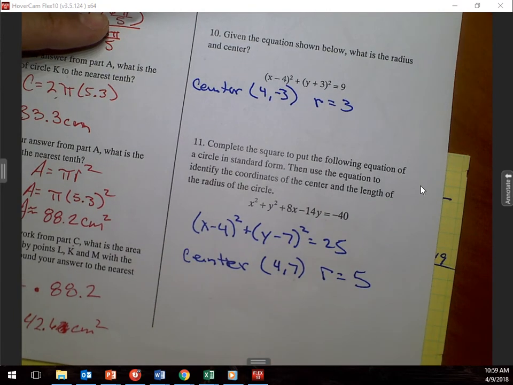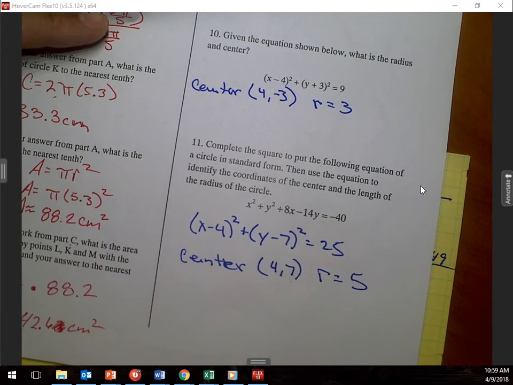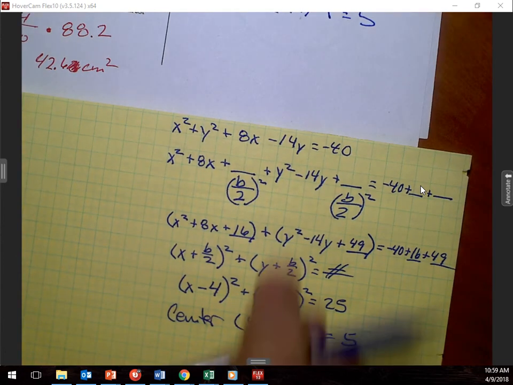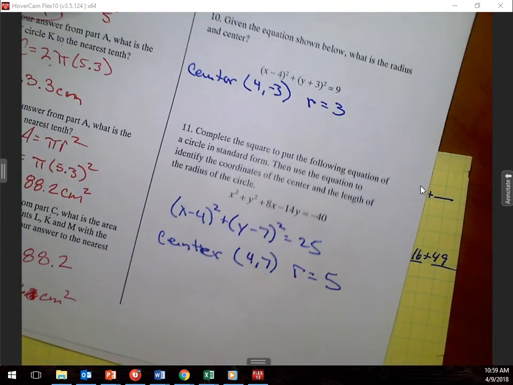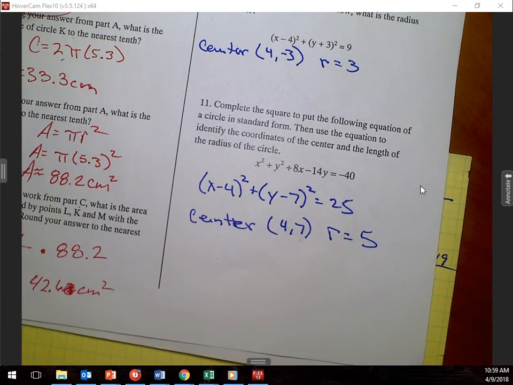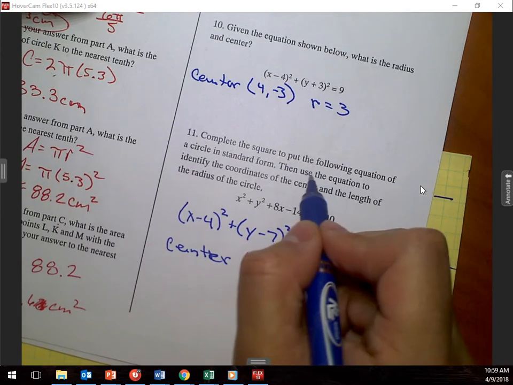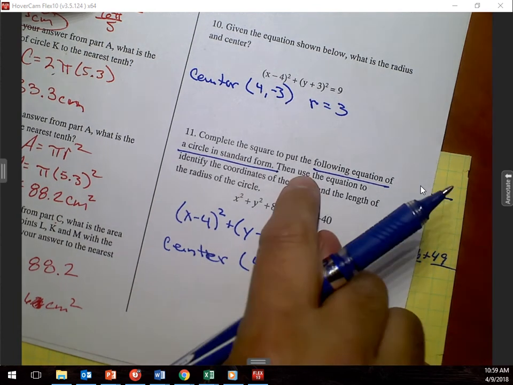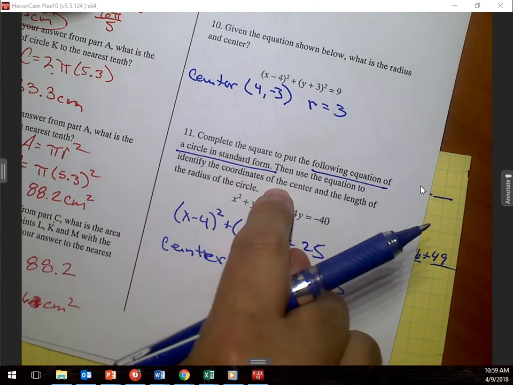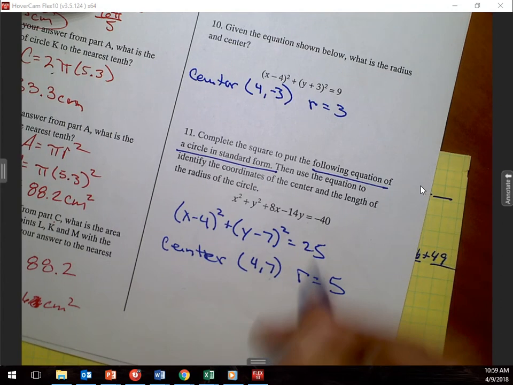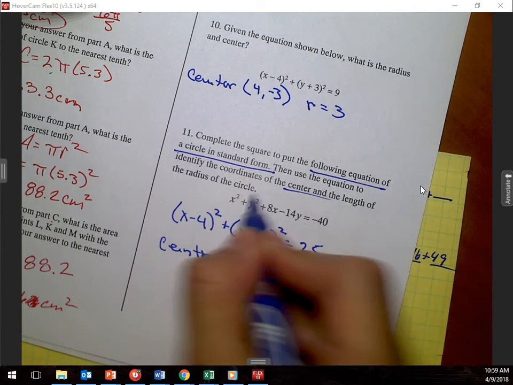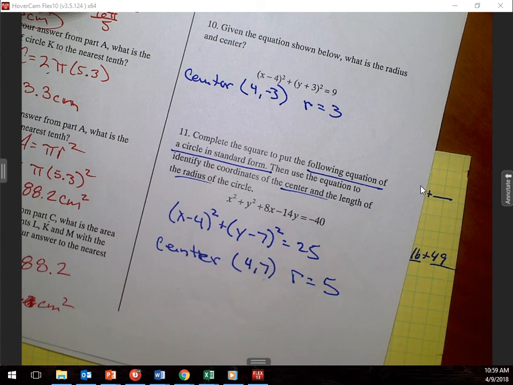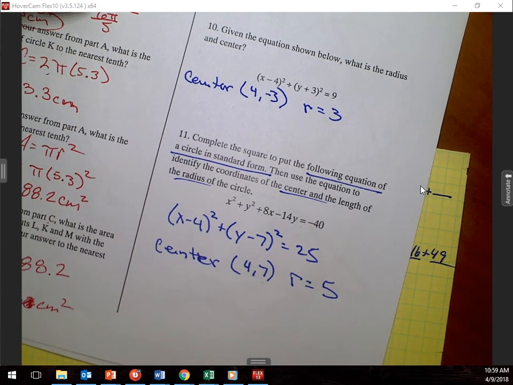Wait, you just have to rewrite that? I did the work over here on my scratch paper. I just put my answer over here so you guys can see what your answers are going to be. Because it asks for two things. It says put the following equation in standard form. We did that. Then use the equation to identify the coordinates of the center and length of the radius. So, coordinates of the center and radius. Does that make sense? So 3 things we actually got out of that.